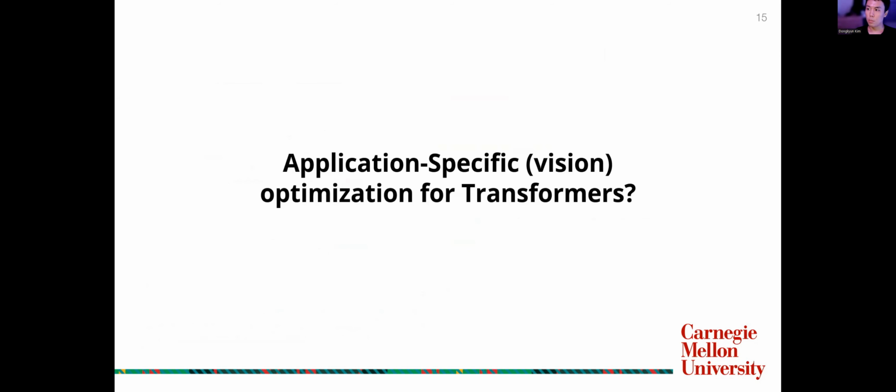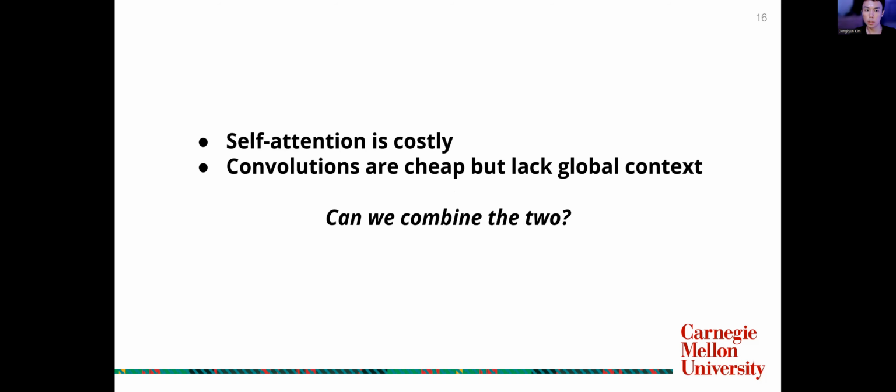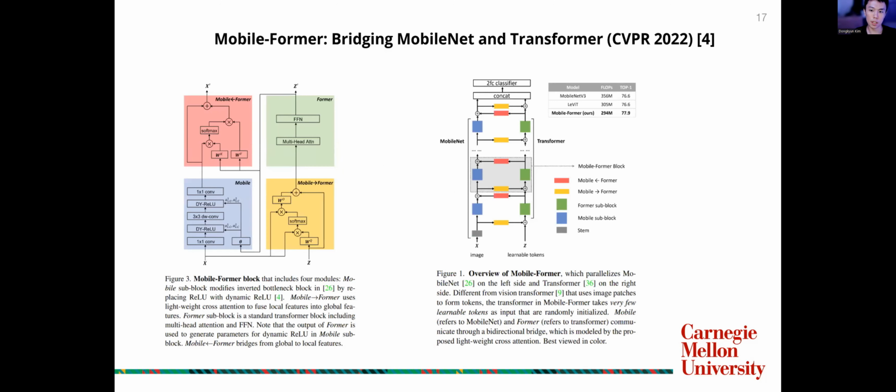So Deja Vu was an example of trying to optimize transformers, but can we use the fact that we are using transformers for the computer vision domain for its optimization? One paper that tackled this problem used the fact that self-attention is costly, but convolutions are not. And convolutions are cheap, but one problem they have is that they lack global context compared to self-attention. So a natural idea that emerges from these facts is: can we combine the two ideas? And MobileFormer does exactly that.